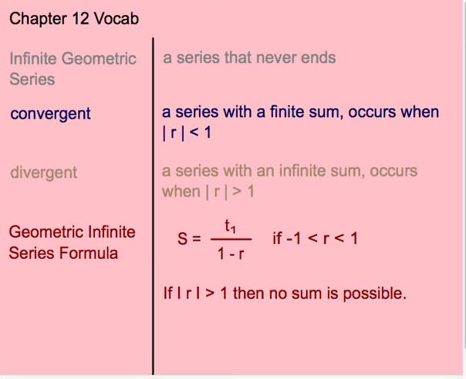The formula for the convergent series is first term all over 1 minus the common ratio. And again, if the common ratio is bigger than 1, or the absolute value of it is, then there will not be a sum.